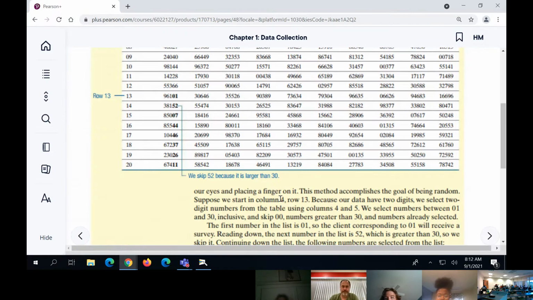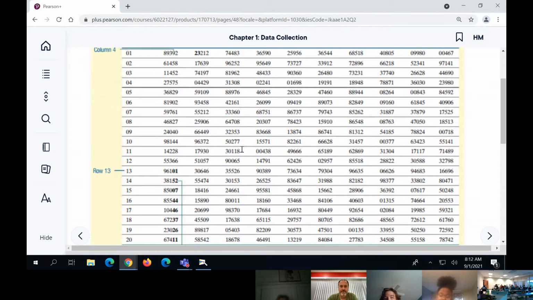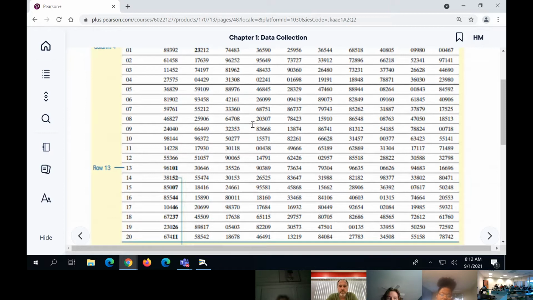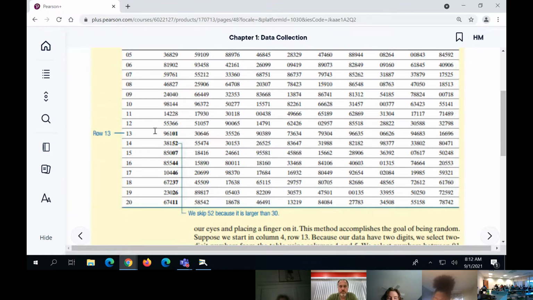Here it is. Suppose we start 413. Now, you can take a dart and throw it at the board and pick a point. I don't care. But they picked 4 and 13. So you go to row 13, column 4. They do it backwards. So here's row 13, column 4. And there's your starting point right there, 1. So you highlight that 1.